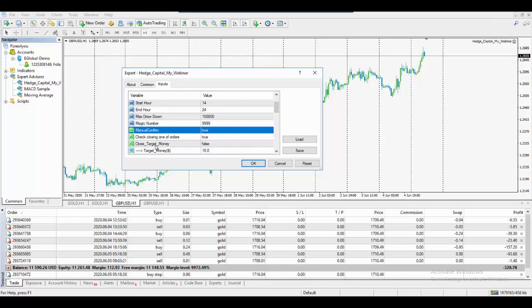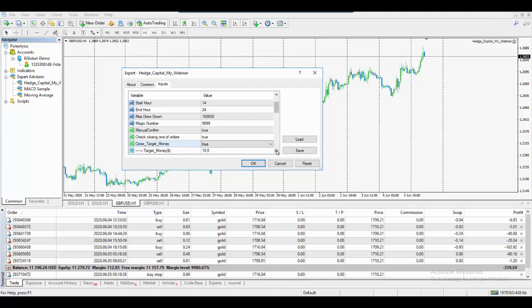Now, I've talked about closing one of the trades. I set it to true so that no trade will be floating. We don't want any floating trade. We just want to close everything and forget about it. Then if you see closing target money, we are going to set it to true. The reason is that once our profit is reached, the software should just take the profit and close all the trades for us. That's the purpose of this decision here.